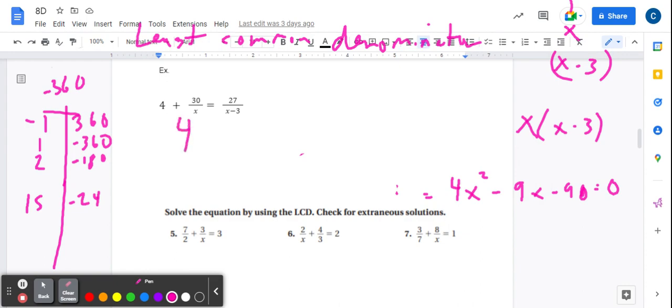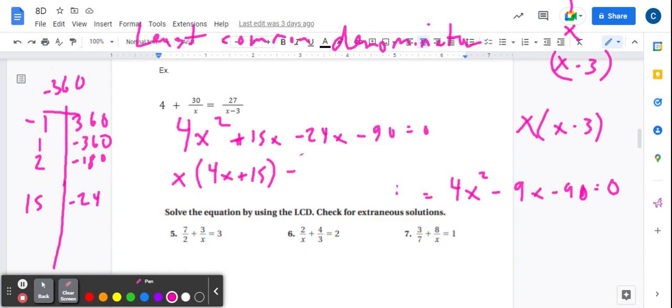So we're going to have 4x squared plus 15x minus 24x minus 90 equal to 0. All right, and then we factor that by grouping. So 4x squared plus 15x there. The only thing that pulls out of that is x. And then we get 4x plus 15.